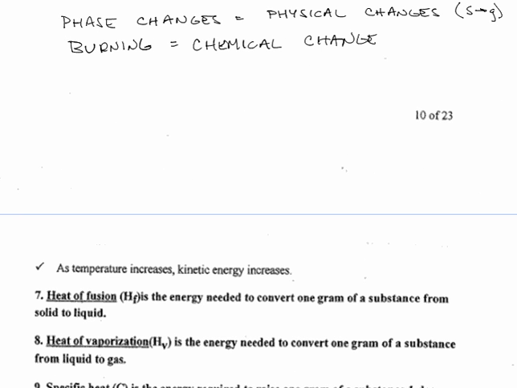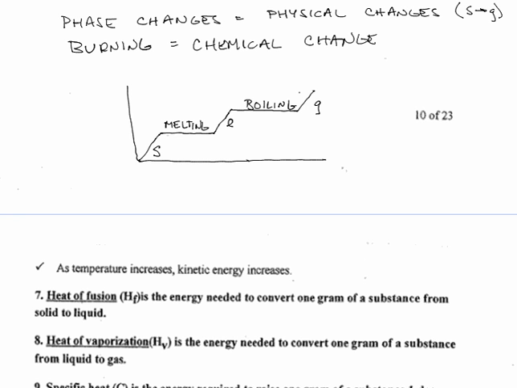And a phase diagram has a diagonal, flat, diagonal, flat, diagonal. The diagonals are the phases: solid, liquid, gas. The flats are the phase changes, melting and boiling. When the temperature goes up, the kinetic energy goes up. When the temperature stays the same during a phase change, the potential energy is increasing.